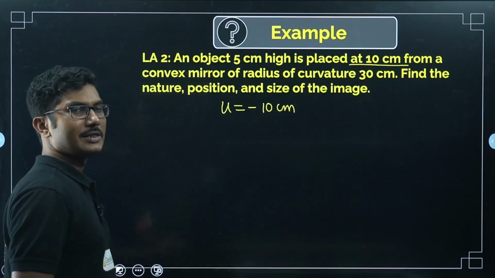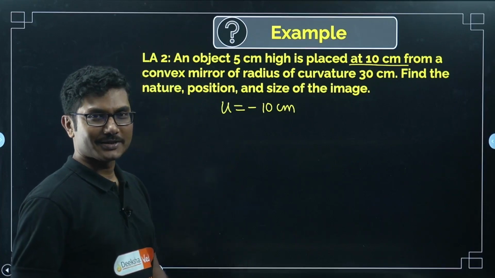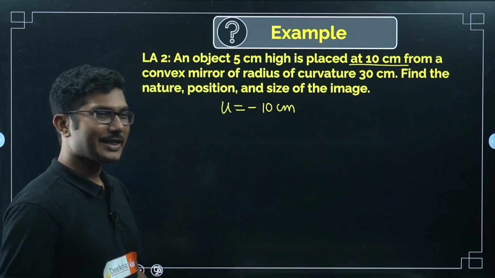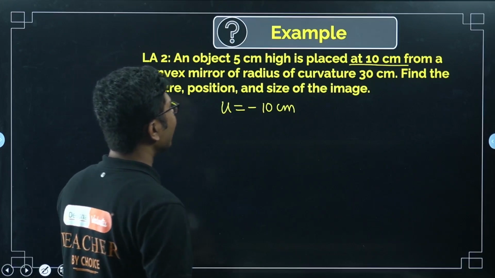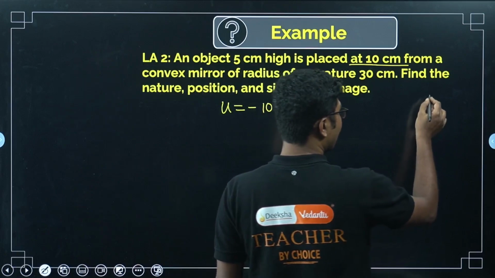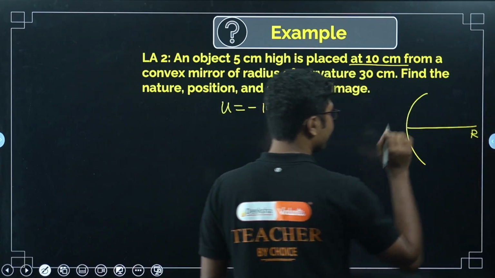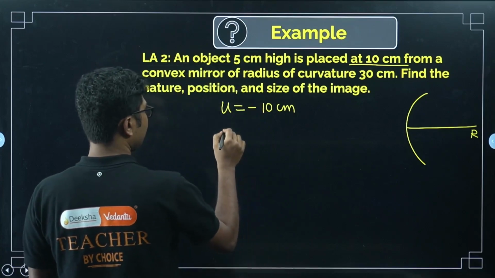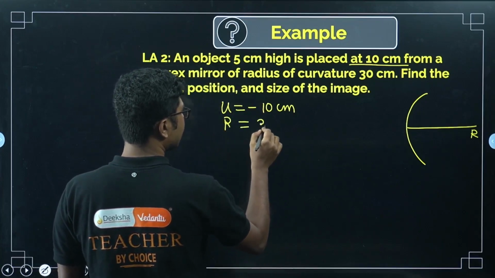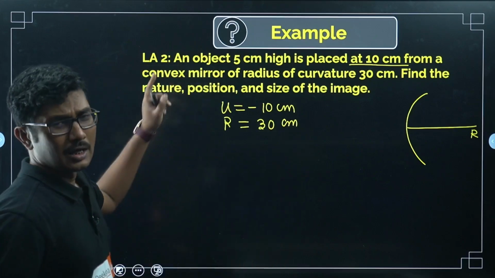Sometimes it's called the cursed subject. So it always starts with a negative sign, right? Now the radius of the convex mirror is given. Convex mirror means the mirror is like this, so the center of curvature is on the other side, so the radius of curvature should be positive. So the radius of curvature is 30 centimeter, it should be positive. Now you can find F.